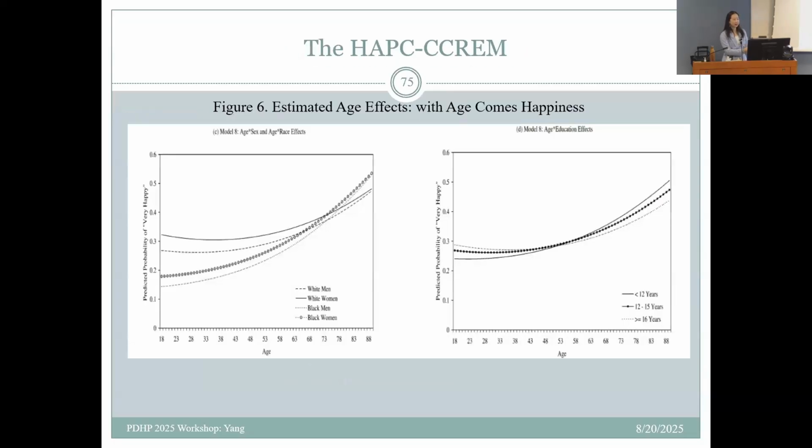The model estimated age effects in the J shape does show happiness increases with age. I think this is the single most important slide of all the lecture, that we all have something to look forward to.